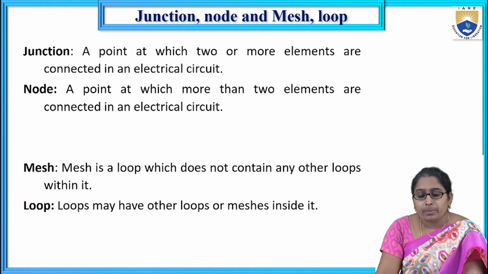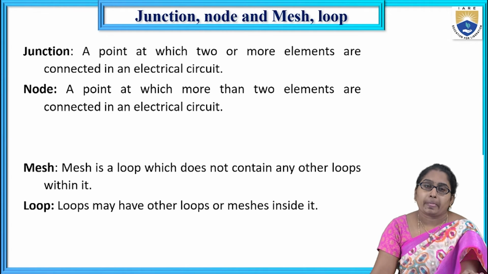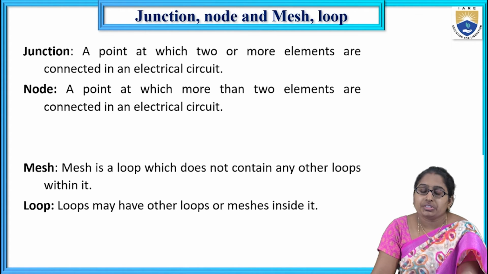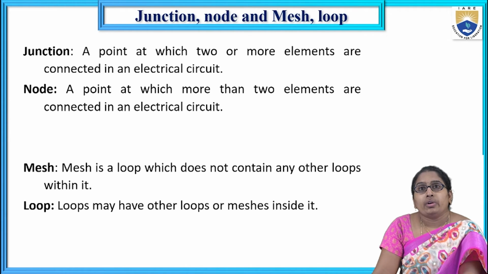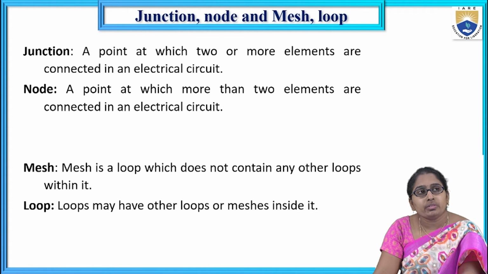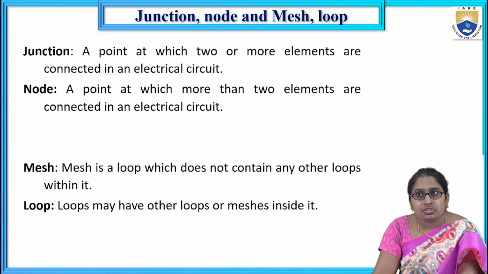Next, what is meant by junction? What is meant by node? Junction means it is a point in a circuit at which two or more elements are connected. Two or more circuit elements are connected. That is called junction.